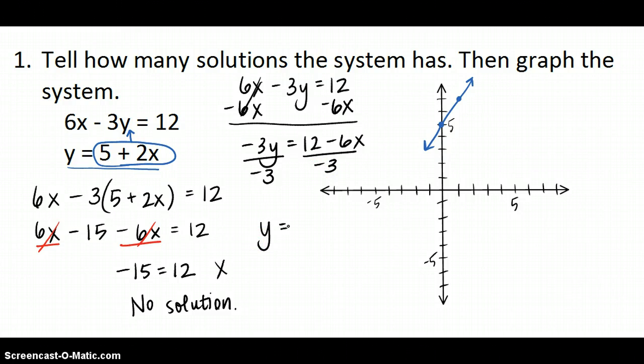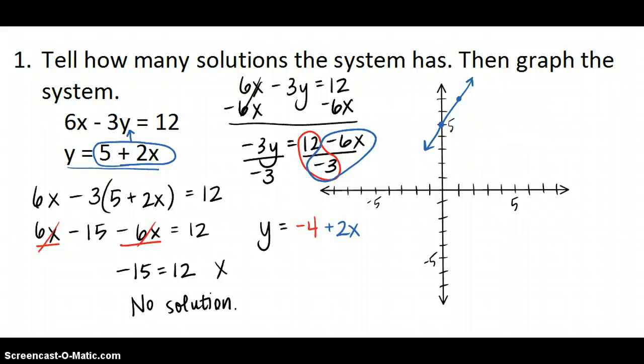That leaves you with y equals. Then we take 12 and we divide 12 by -3. That gives us a -4. Then we take our second term, -6x, divided by -3, and that gives us a plus 2x.